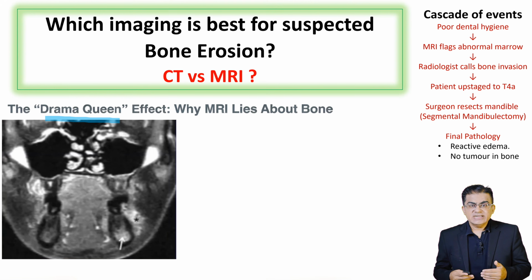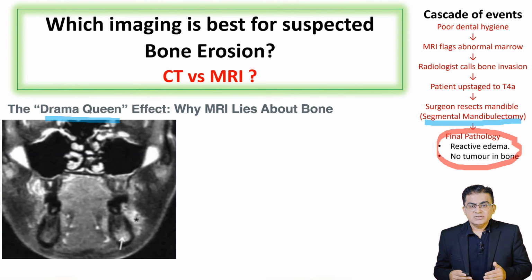Your radiologist sees that glowing marrow and writes suspicious for bone invasion. Based on this false positive report, your patient is upstaged to T4A. You read that report, you take the patient to OT and you perform a massive life-altering segmental mandibulectomy. A week later, you get the final histopathology report and you get a shock. The report says reactive edema, no tumor in the bone. You just cut out a healthy segment of the patient's jaw because MRI hallucinated and lied to you.